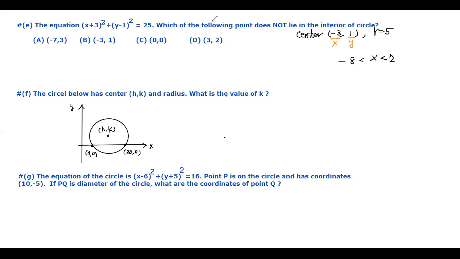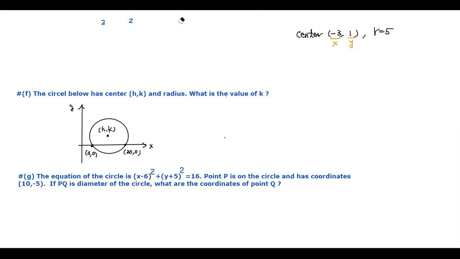Maybe I shouldn't skip the step. Let's see here. I know the x, because the center starts at negative 3, so it's negative 3 plus 5. Then you go back, so this is negative 3 minus 5. So x here is what?